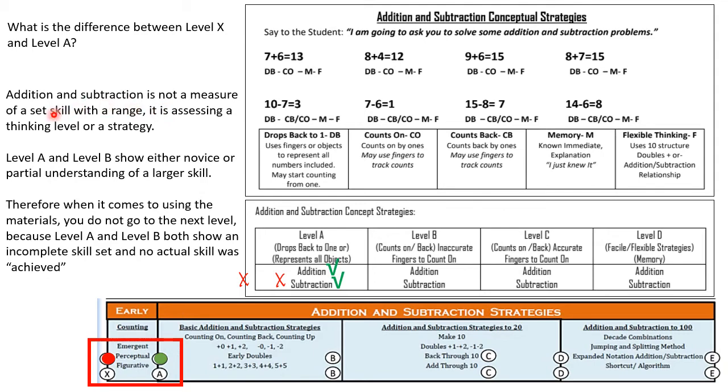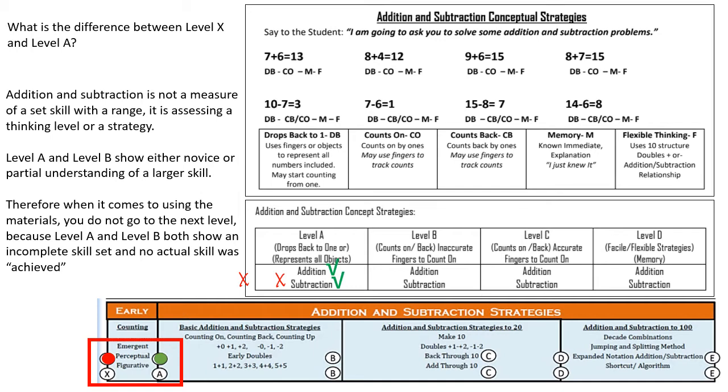And what's important to remember too, when it comes to the instructional part, it says addition subtraction is not a measure of a skill set with a range, it's assessing a thinking level or a strategy. Now for counting, like we were saying, it's almost answering yes or no. Can the student count to 10? Yes. Can the student count to 20? Yes or no. And so we're able to say that. What the addition and subtraction ones are is measuring a thinking level or a skill.